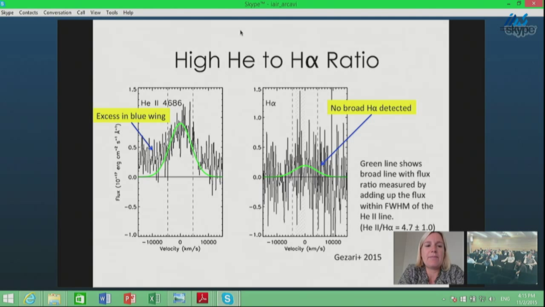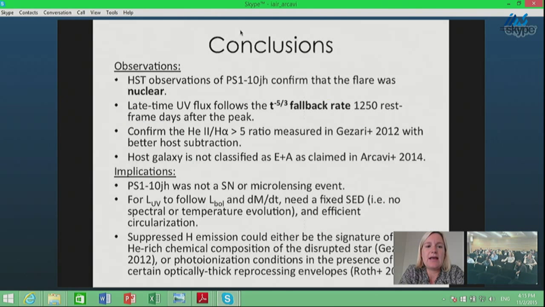Okay, so my conclusions: our HST observations of PS110JH confirmed that the flare was nuclear. The late time flux follows the t to the minus 5/3 fallback rate, 1,250 rest frame days after the peak. We confirmed the helium-2 to H-alpha greater than 5 ratio measured in our first paper with better host subtraction, and we do not classify the host galaxy as an E+A, as claimed in our Kavi et al. 2014.